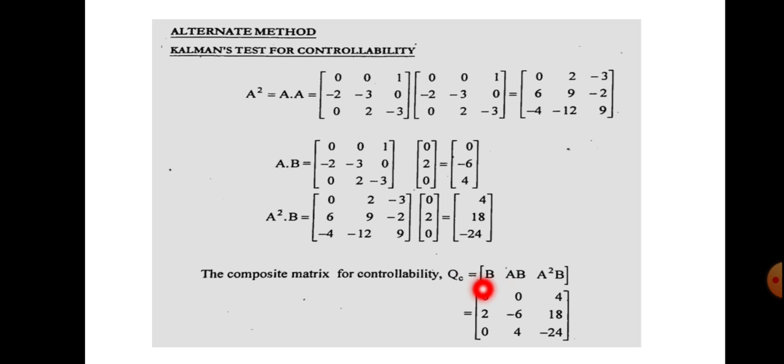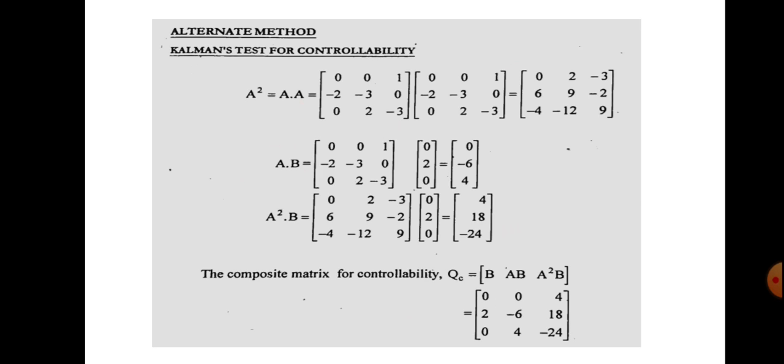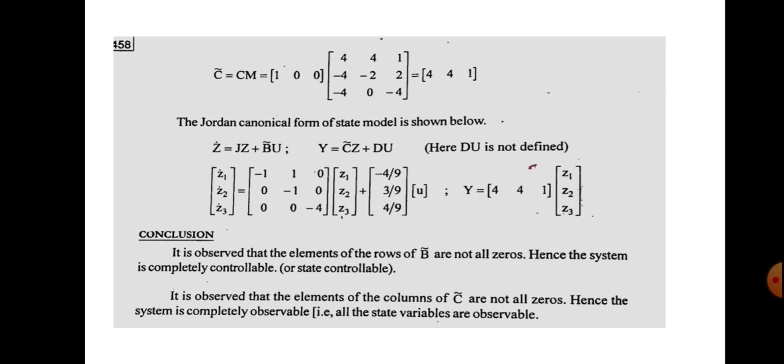How will you find out the rank? First of all you have to find the determinant. So determinant of this one is equal to 32. That means it is a non-zero quantity. That means the order of this matrix is 3. So whenever the determinant is non-zero, then the rank will be 3. So both the order and the rank are equal. So we can say that the system is completely controllable. So the previous result is also controllable, and by Kalman's test it is also controllable.